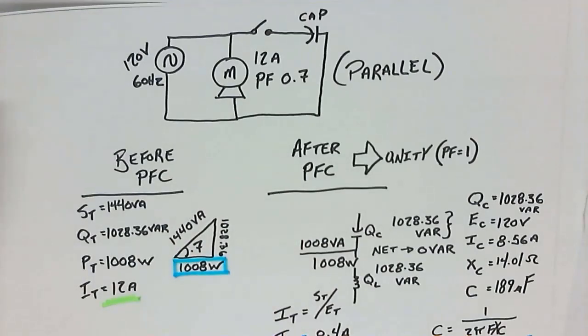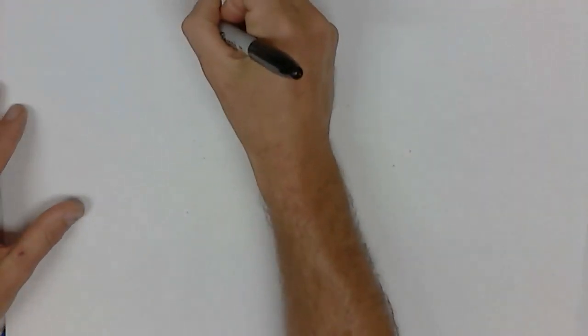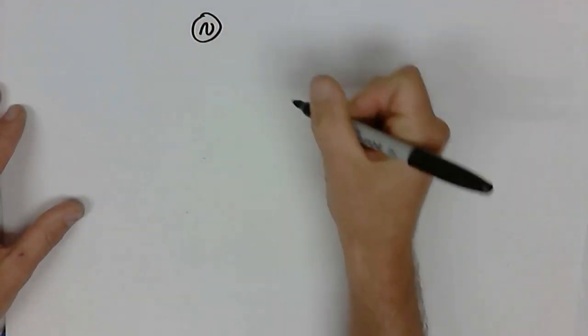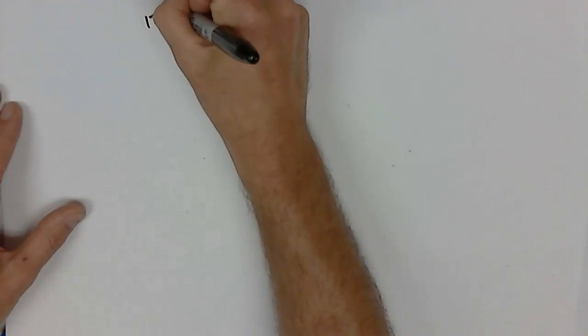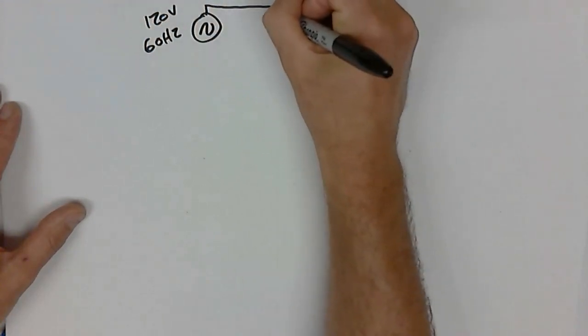Let's take a look at one more example here. And this time we're going to calculate it based on not a straightforward, simple, 100% power factor correction, but we're going to do a portion. So let's see what that looks like. We'll choose, again, a source voltage here of 120 volts and 60 hertz. We're going to have a motor.